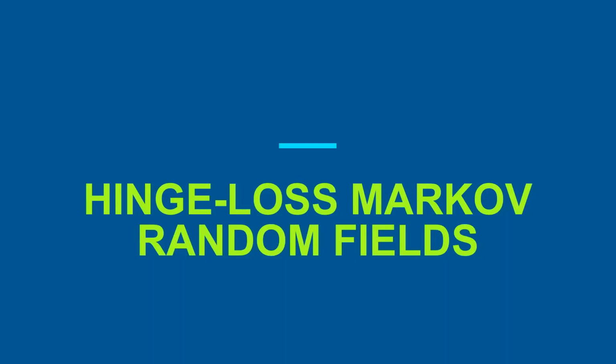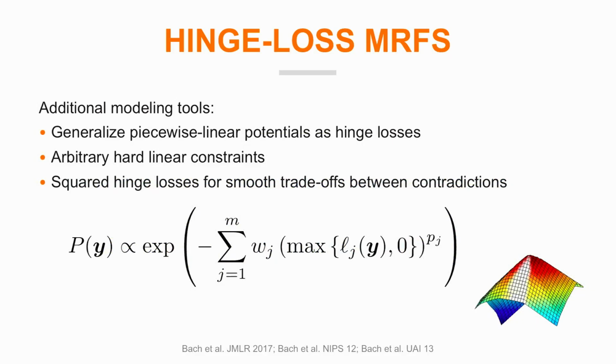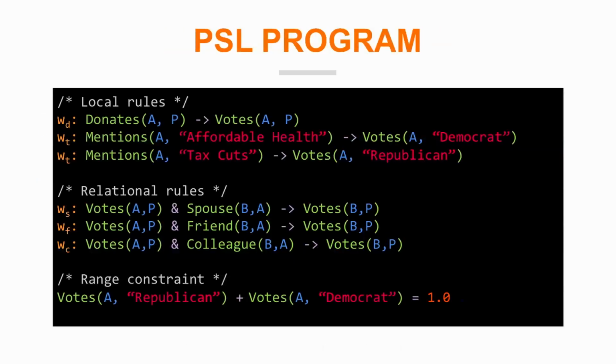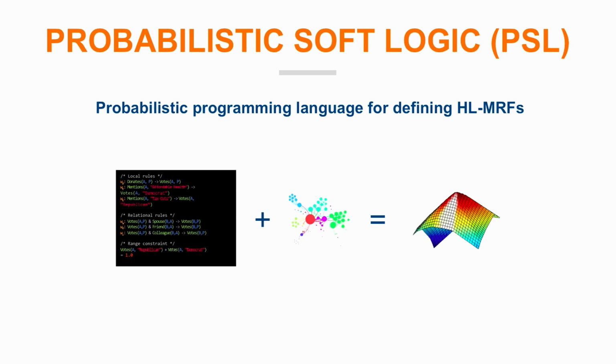Now, we expanded this to define what we called hinge loss Markov random fields. These add in some modeling capabilities, so you can add in hard constraints and so on. And now a PSL program, in particular a PSL program like that voter prediction one that I gave at the very beginning, looks kind of like this. So I write out these logical rules and so on. That's what the program looks like. But the semantics for it is that I have the program, and then I have some data. And the program together with the data defines a big distribution. And I'm able to go from combinatorial optimization to convex optimization.